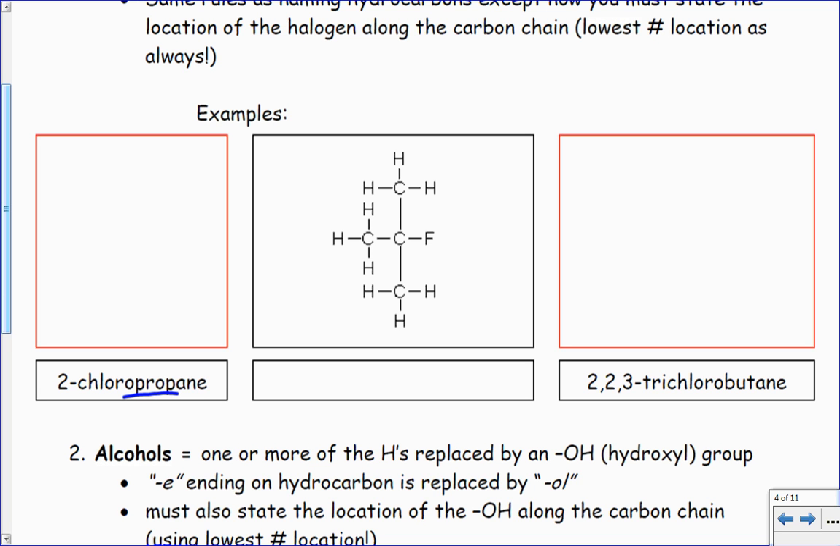I'm going to start with the suffix. The prefix on there, right? So prop is specifically 3 carbons.